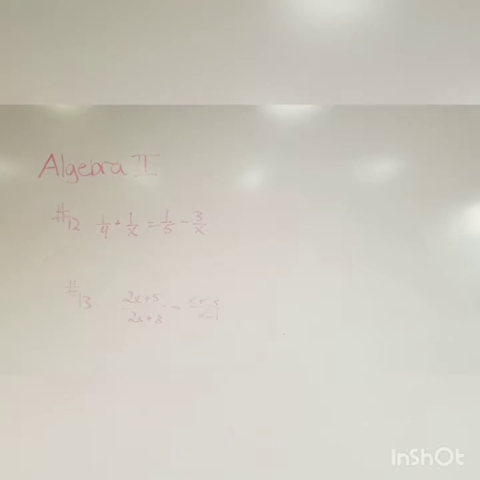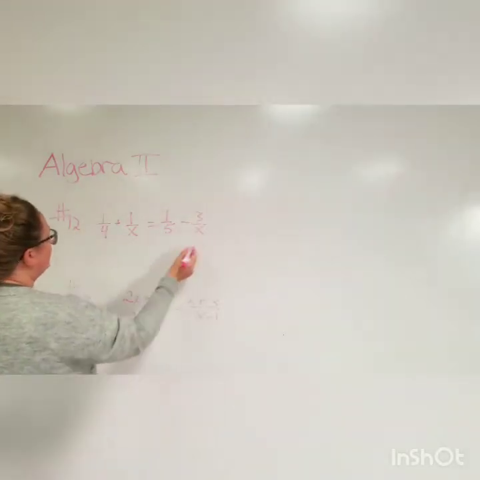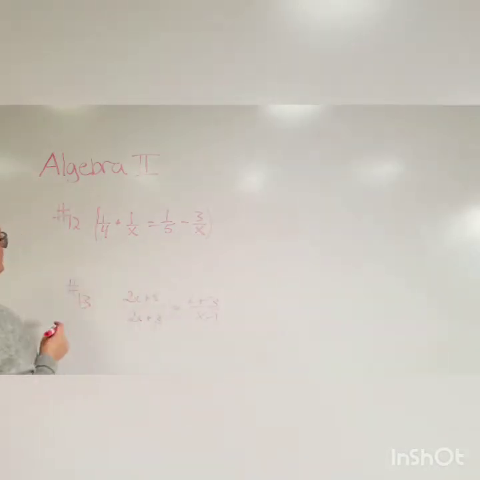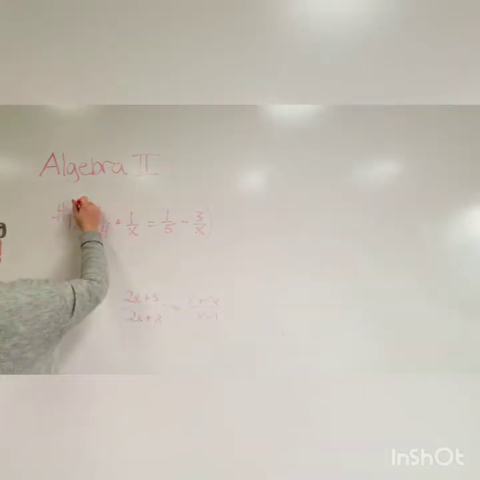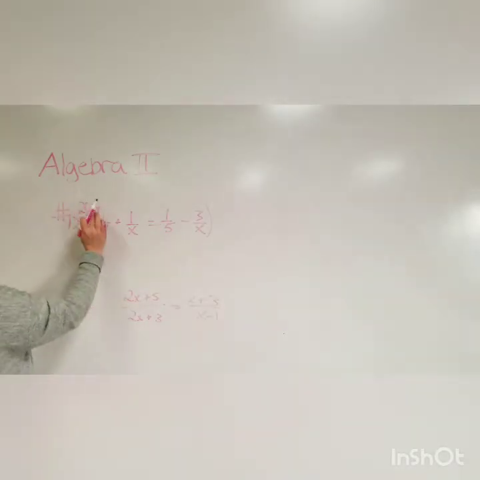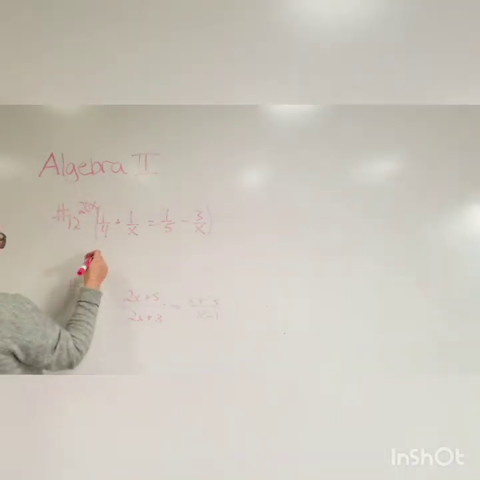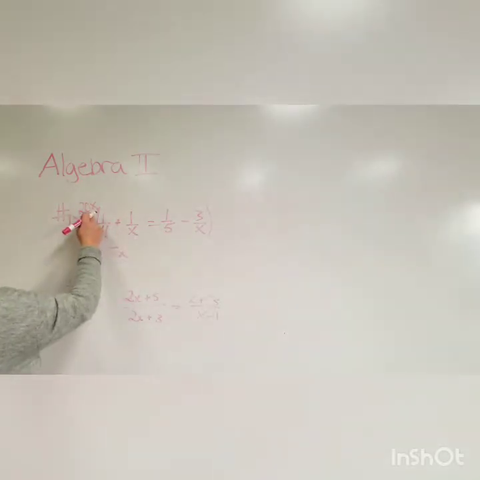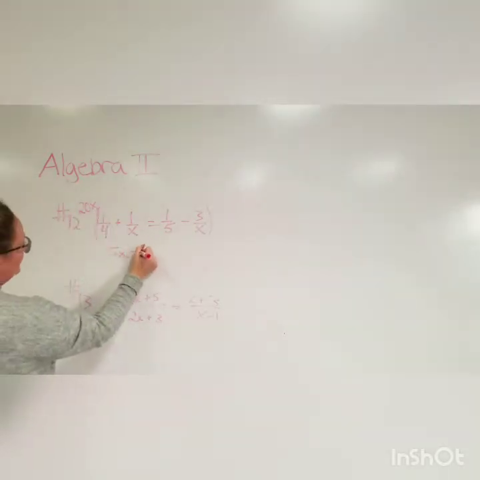Problem number 12. Again, it's an equation with fractions, so we need to multiply by our common denominator. The common numeral is 20, because 4 times 5 is 20, and then there's an x, so our common denominator is 20x. We would have to make them all equal 20x. So 4 goes into 20 five times, so 5x times 1 is 5x. The x cancels, so 20 times 1 is 20.